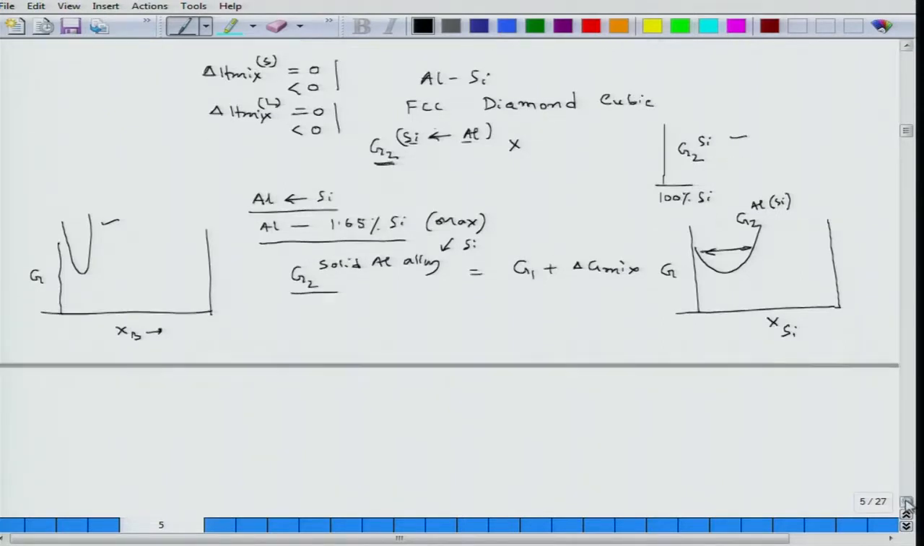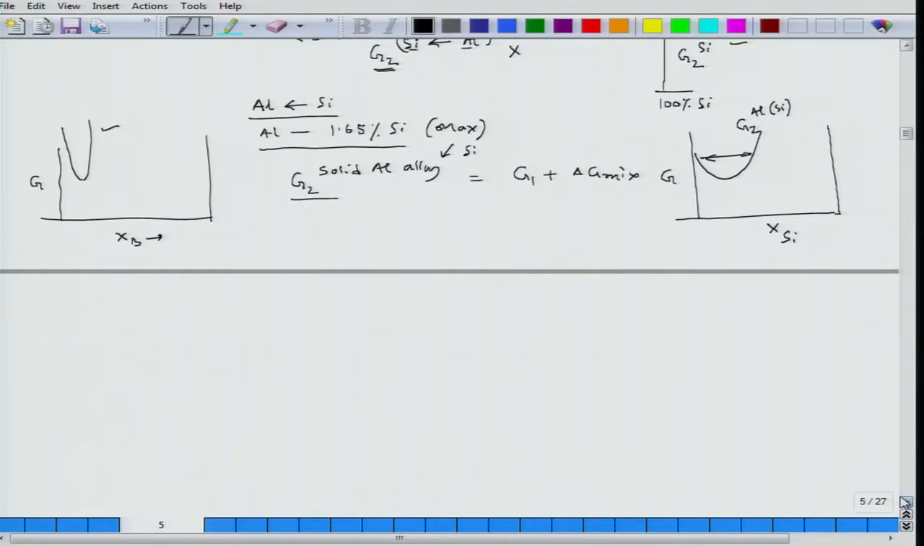So, if I try to plot the phase diagram for the aluminum silicon system, the phase diagram looks like this: silicon melting point 1414 degree Celsius, this is silicon, this is aluminum, and this melting point is 660.7 degree Celsius.